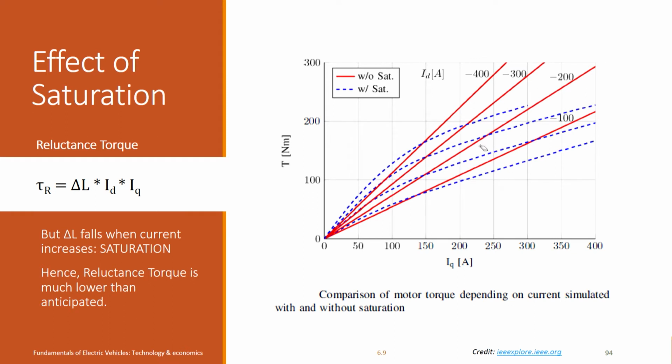For example, let us say we take 200 amperes of IQ, and the ID value is minus 400, let us assume. ID will be large when we are doing field weakening, and that is when we are going at a high speed also. So, then you will find that I am expecting, according to my inductance, that the torque I get will be at this level, but because of saturation the torque I get is only this much, a significant drop. Fine. So, the impact of saturation is a drop in the reluctance torque, and we should be very mindful of it if we are optimizing the motor for delivering high torque.